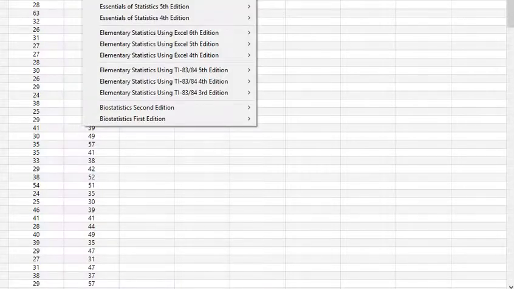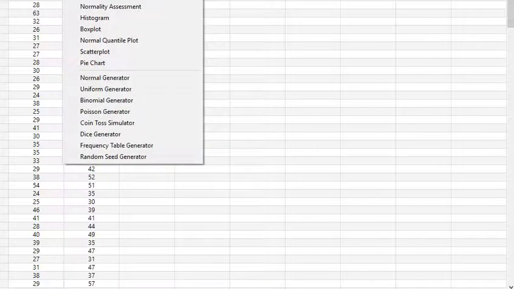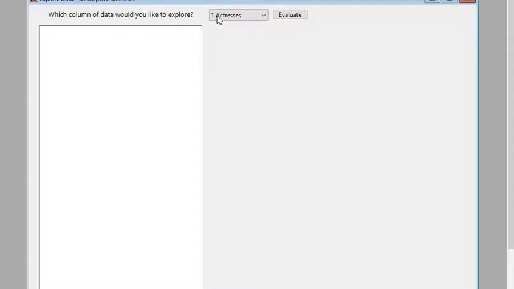You can navigate your way to the data sets, 12th edition, and then the ages of Oscar winners. We've got 2 ages here. Let's do some analysis of this data. If you want kind of a shotgun approach, we can do the explore data, which is going to give you descriptive statistics, ton of stuff here.